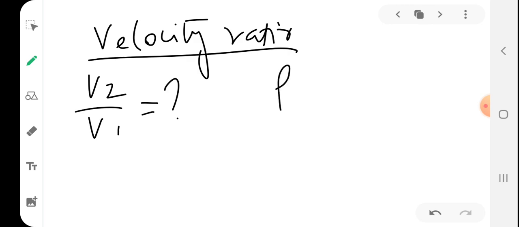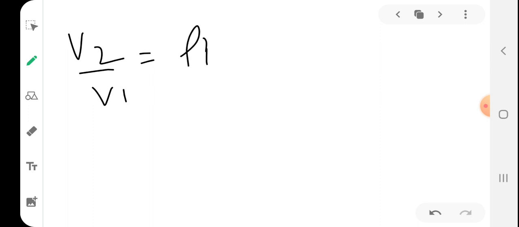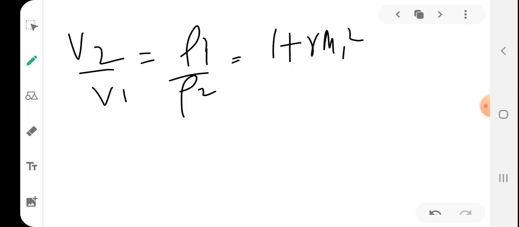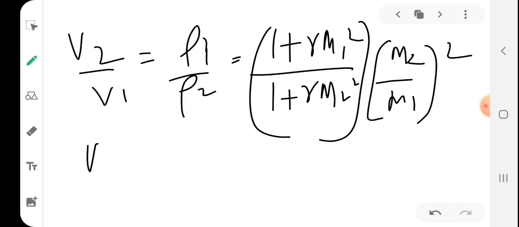So we know the continuity equation: rho 1 v1 equals rho 2 v2. So rho 1 by rho 2 is equal to v2 by v1. Rho 1 by rho 2 is already found out. So v2 by v1, which is the same as rho 1 by rho 2, will be equal to (1 plus gamma M1 square) by (1 plus gamma M2 square) into (M2 by M1) whole square.